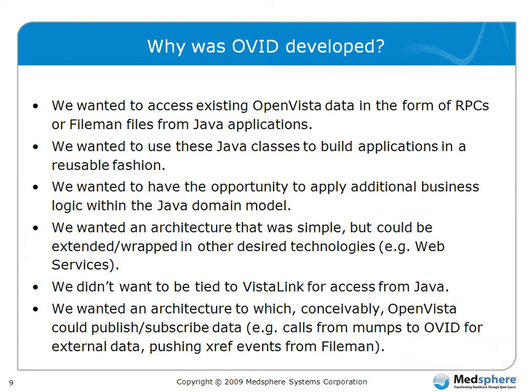We wanted an architecture that was really simple. At its core, what we do with Java is develop simple objects. We try to keep it simple on purpose so that we can expose it and put other technologies on top of that and utilize it. Next slide, please.